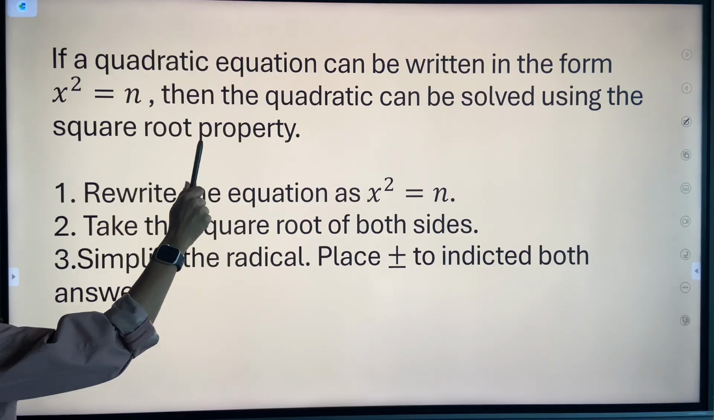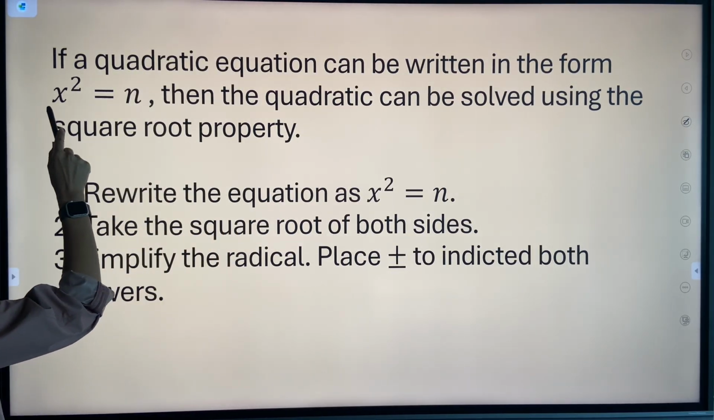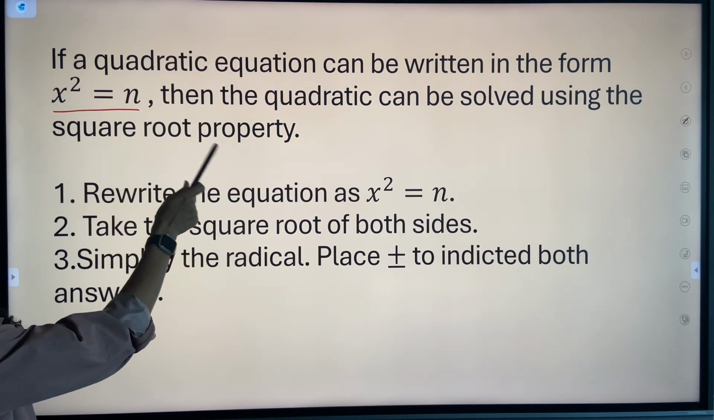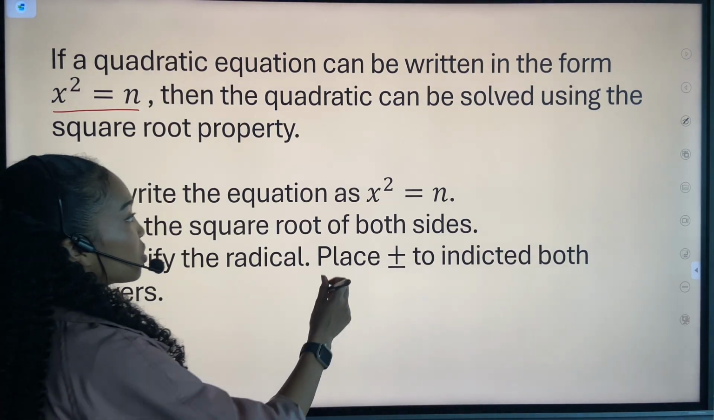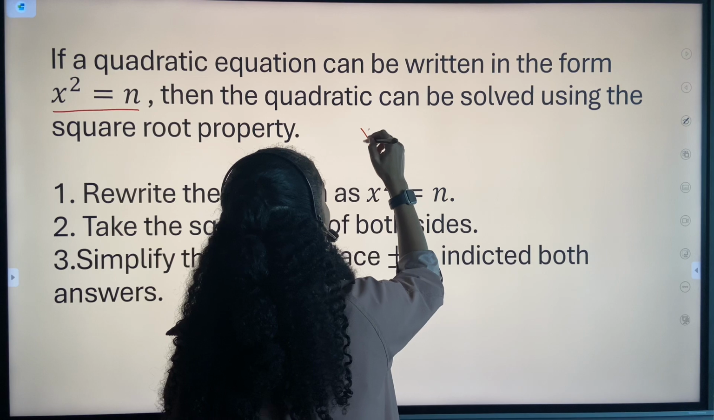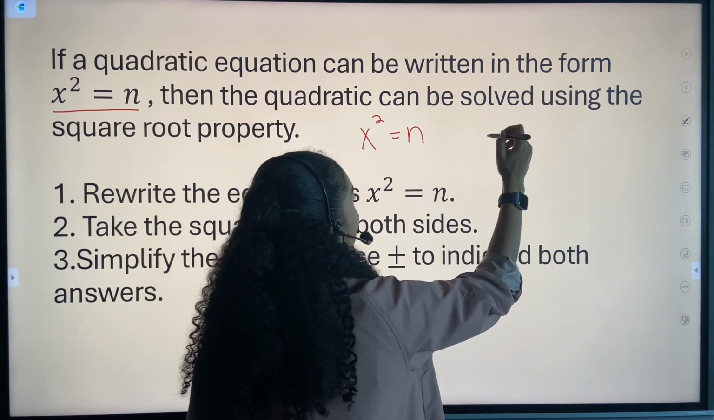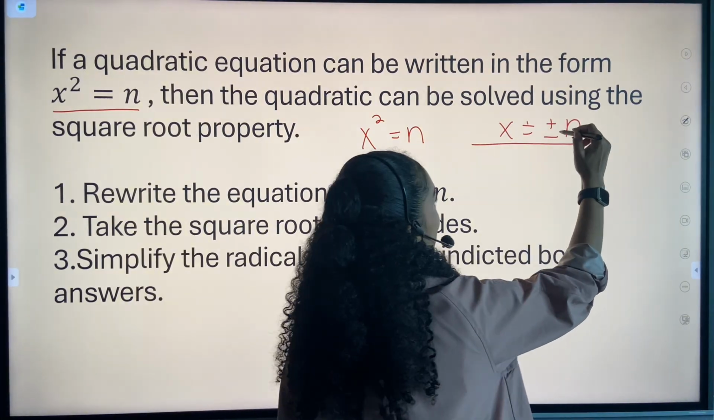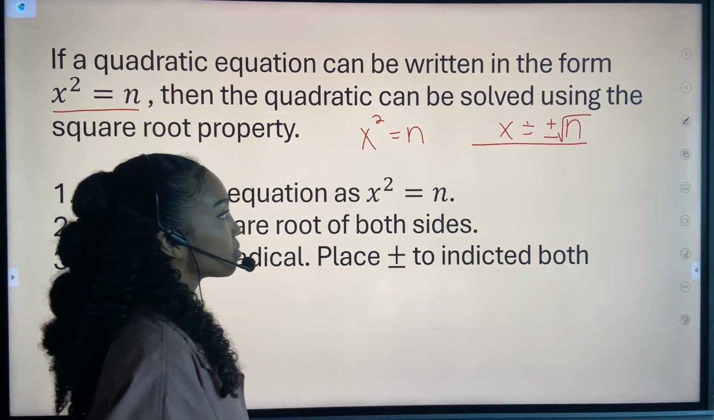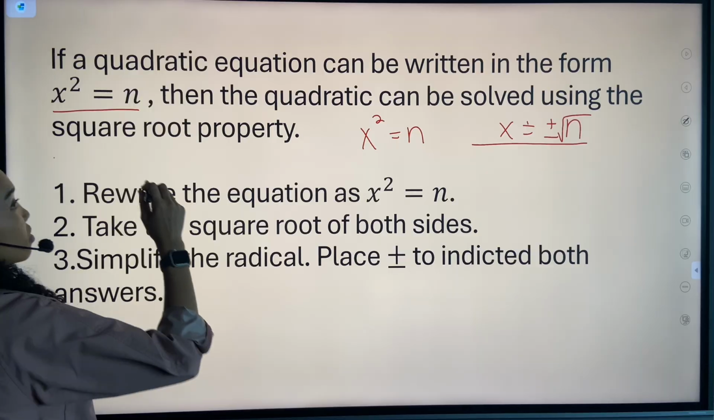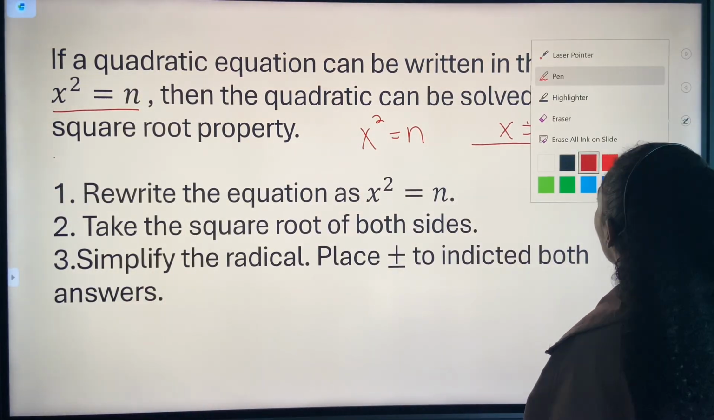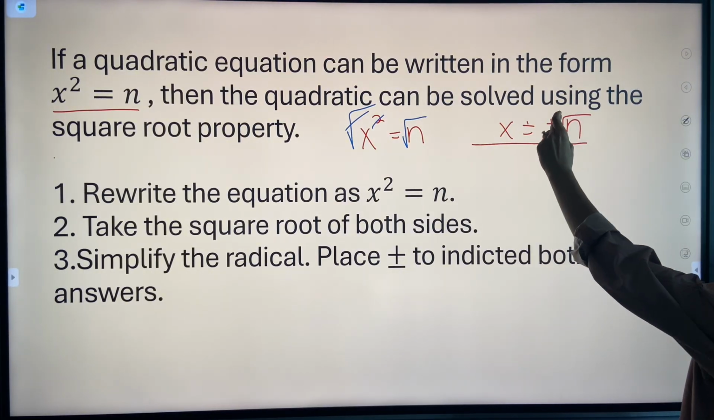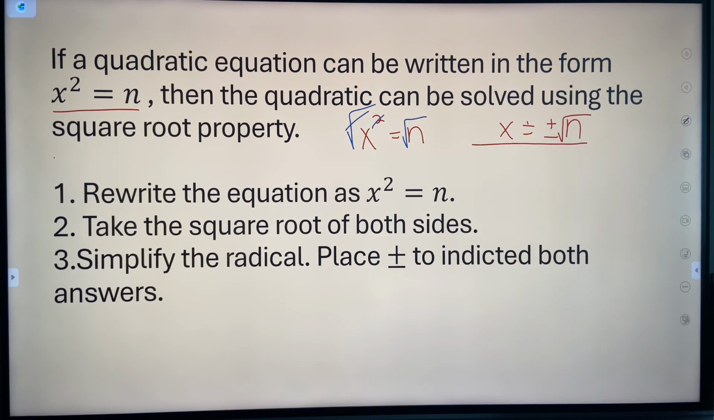If a quadratic equation can be written in the form x squared equals n, then you can use the square root property. Okay, so this is what the square root property says. If you have x squared equals n, then your answer will be x equals plus or minus square root of n. So what you would do is you would take the square root of both sides, so that would cancel out. So this is your answer, but you would have a positive and a negative version of it.